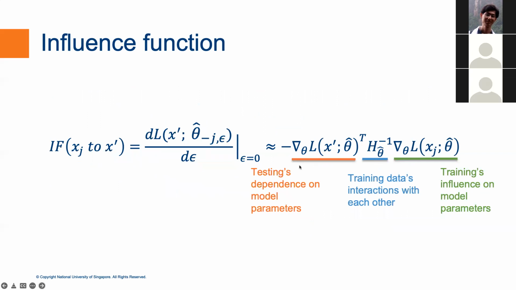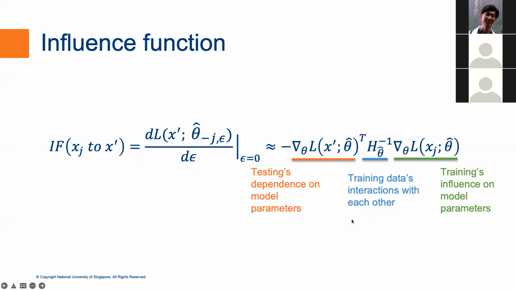Yeah, so let me give an interpretation for the three terms here. The first term is the testing gradient with respect to model parameters, so it's the testing's dependence on the model. The second term is the Hessian matrix. It can model the training data's interaction with each other. The third term is training's influence on the model parameters. So we just multiply all the terms together.